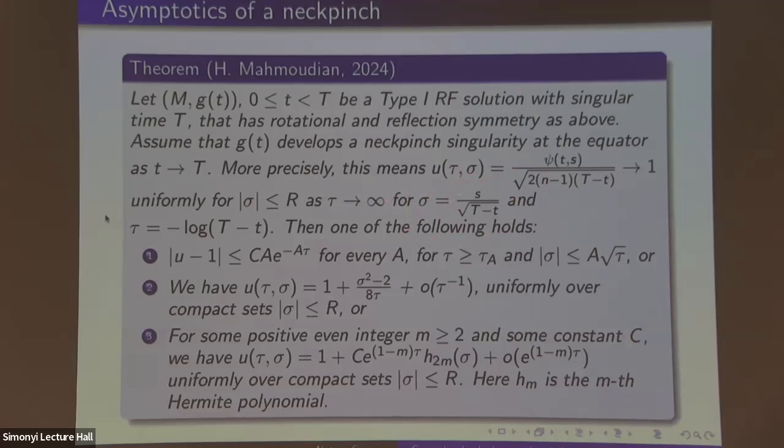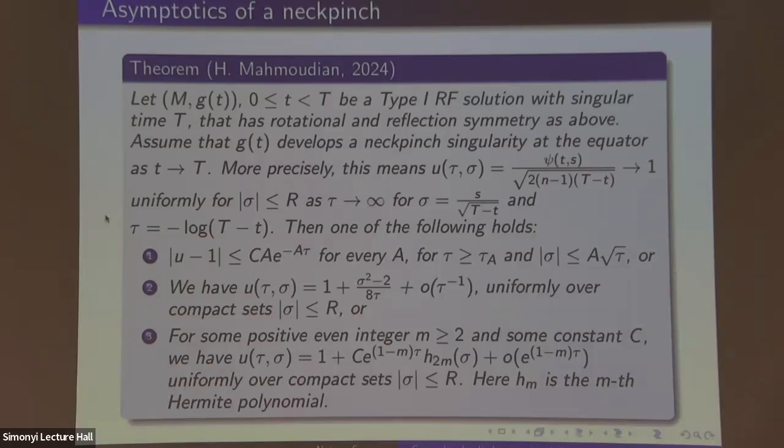And then what he shows is that only 1, 2, or 3 can happen for any rotationally symmetric data. Either this rescaled radius converges to 1, where u equal to 1 just defines the rotationally symmetric cylinder, faster than any exponential, or u has these asymptotics here. Or, when m is greater than or equal to 0, you have these asymptotics that I wrote here, where sigma squared minus 2 and this h_{2m} are just the Hermite polynomials, which correspond to the linearized operator of the Ricci flow around the cylinder.